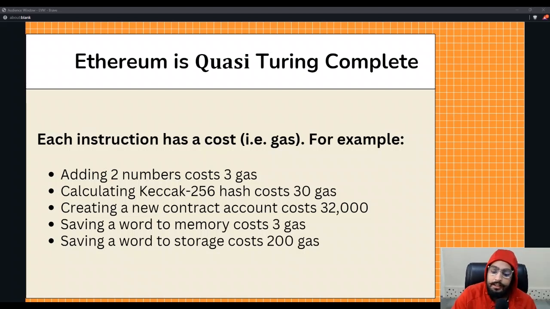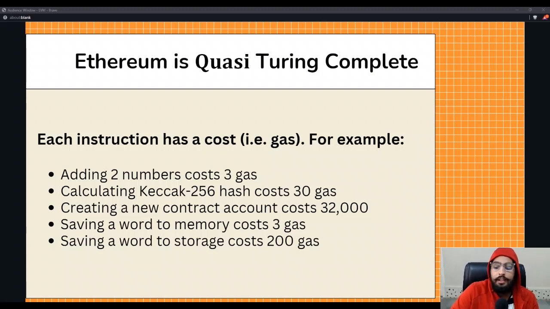So when the EVM executes a transaction, it carefully accounts for every transaction, right? An Ethereum smart contract can only execute a transaction so long as it has enough gas, right? And each instruction has a cost, that is gas. For example, adding two numbers costs 3 gas, calculating a Keccak-256 hash costs 30 gas, and creating a new contract account costs 32,000 gas. So there is a particular gas cost for every other instruction, right?